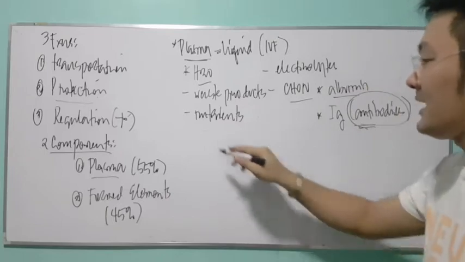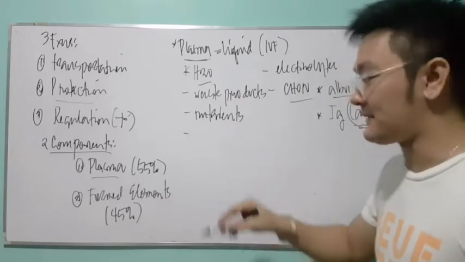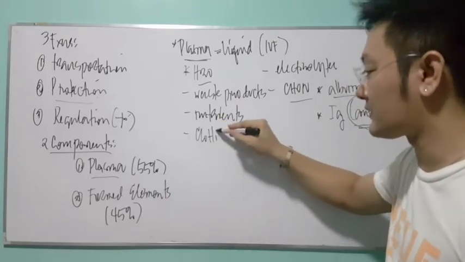Next. Another thing that can be found in your plasma are the clotting factors.